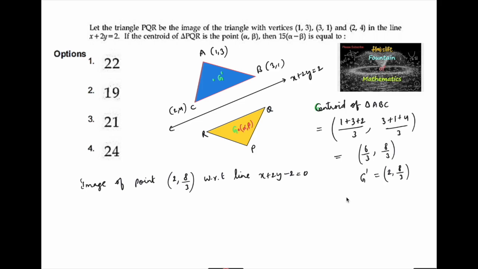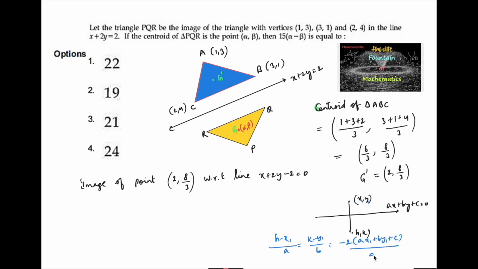So we know the concept. If h comma k is the image of the point x comma y with respect to the line ax plus by plus c is equal to 0, then we have the relation: let us consider x1, y1, h minus x1 upon a is equal to k minus y1 upon b is equal to minus 2 times of ax1 plus by1 plus c upon a square plus b square. So let us apply this formula here, the concept.